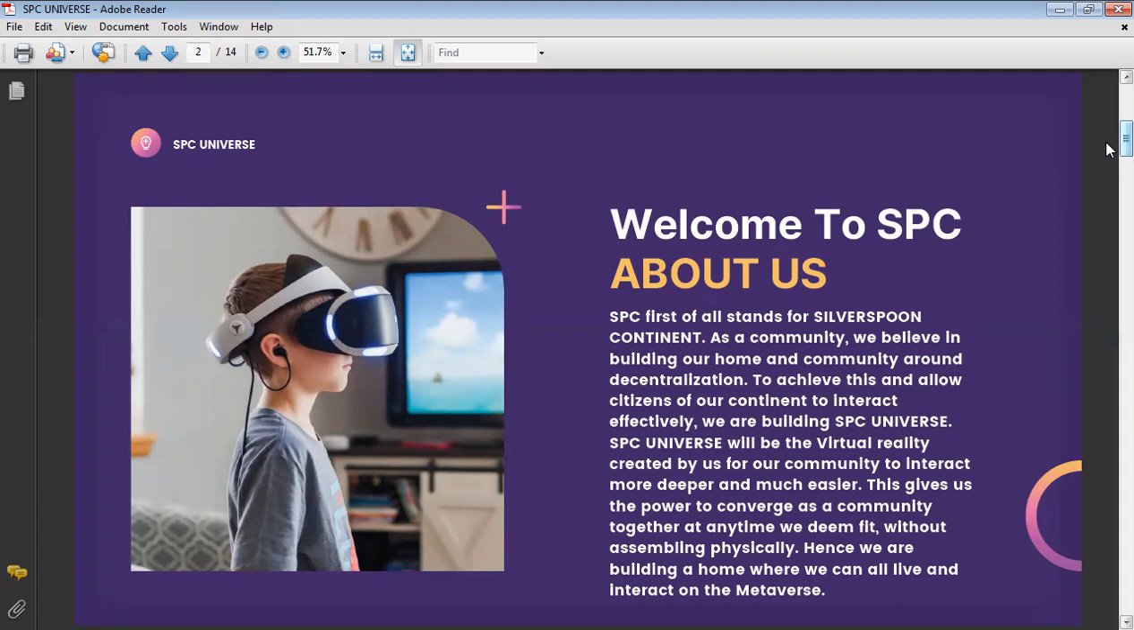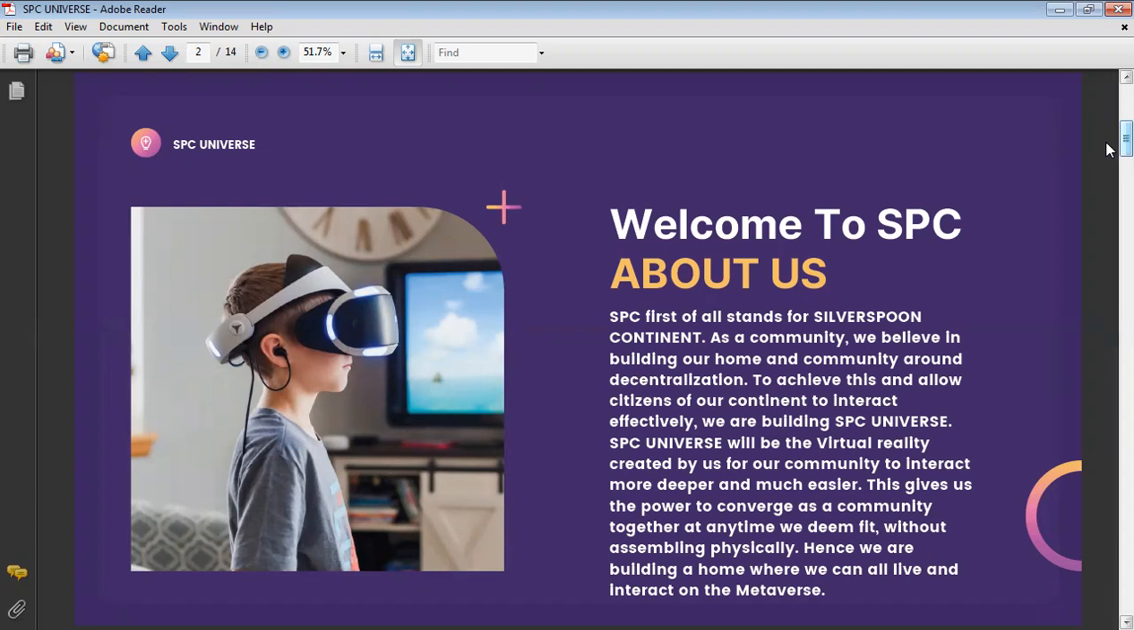To achieve this, and to allow the citizens of our continent, as members of our community are called, to interact effectively, we are building the SPC Universe. The SPC Universe will be the virtual reality created for all to interact more deeply and much more easily. When we talk about virtual reality, we are talking about the metaverse.